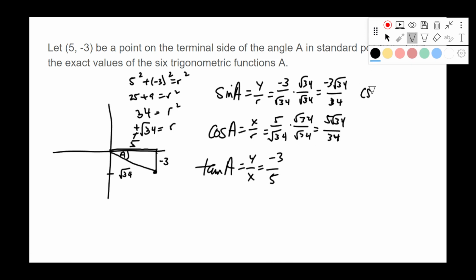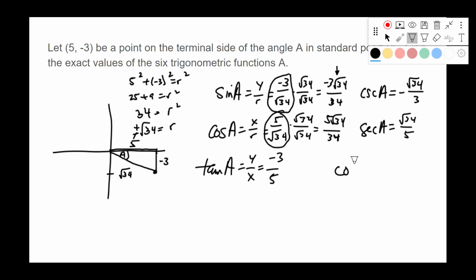And then our reciprocal functions, the cosecant of A, I need to find the reciprocal of sine, but I don't want to find the reciprocal of this one here because it puts this radical in the bottom. I want to find the reciprocal of the original answer because it puts my radical on the top. So I get negative radical 34 over 3. Same thing with cosine. I want to find the reciprocal of this one because it puts my radical on the top. Square root of 34 over 5. And then the reciprocal of tan is -5/3. And that's my answer. That's all 6.